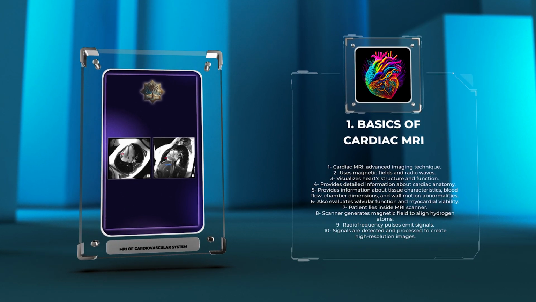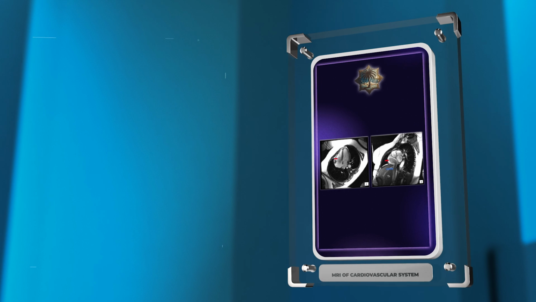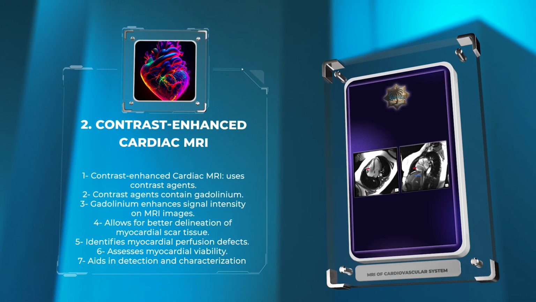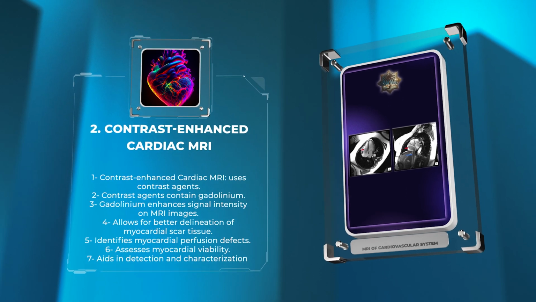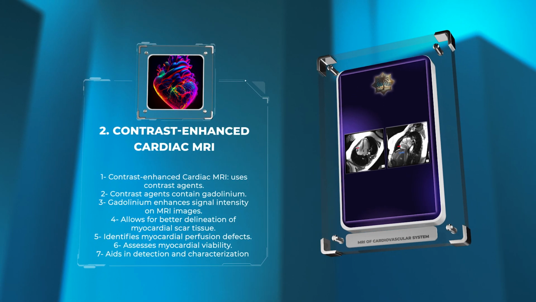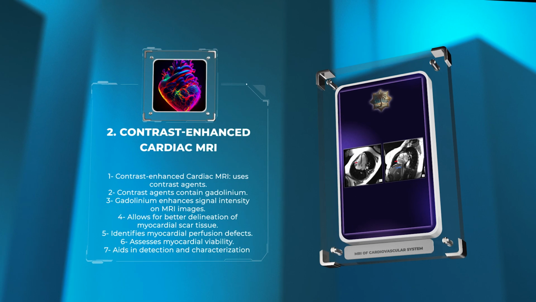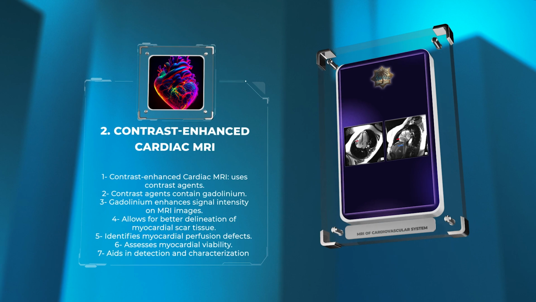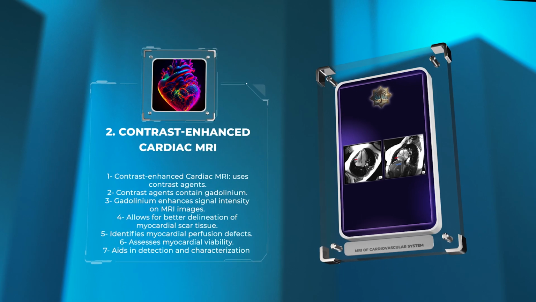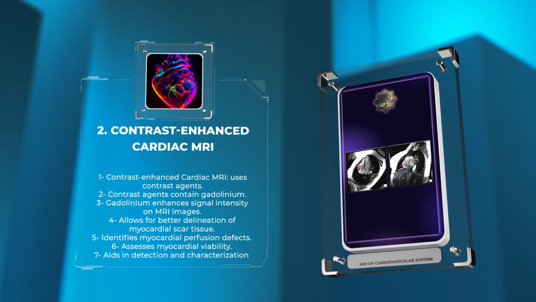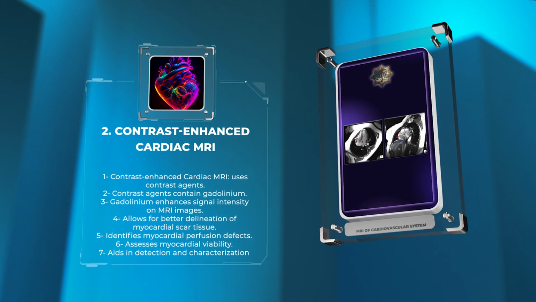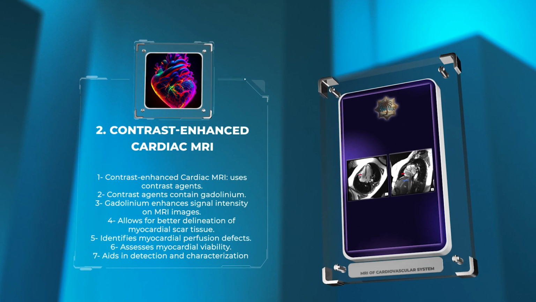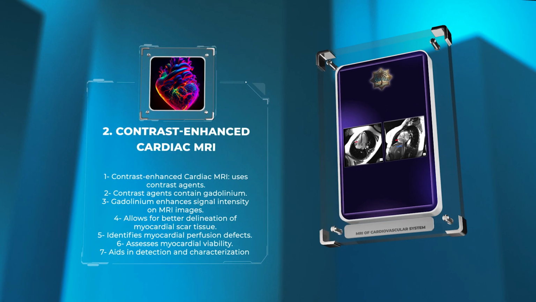to create high-resolution images. Contrast-enhanced cardiac MRI involves the administration of contrast agents to improve the visualization of specific cardiac structures and blood vessels. These contrast agents contain gadolinium, a paramagnetic substance that enhances the signal intensity on MRI images. The use of contrast agents in cardiac MRI allows for better delineation of myocardial scar tissue, identification of myocardial perfusion defects, and assessment of myocardial viability. It also aids in the detection and characterization of cardiac tumors, inflammation, and vascular abnormalities.